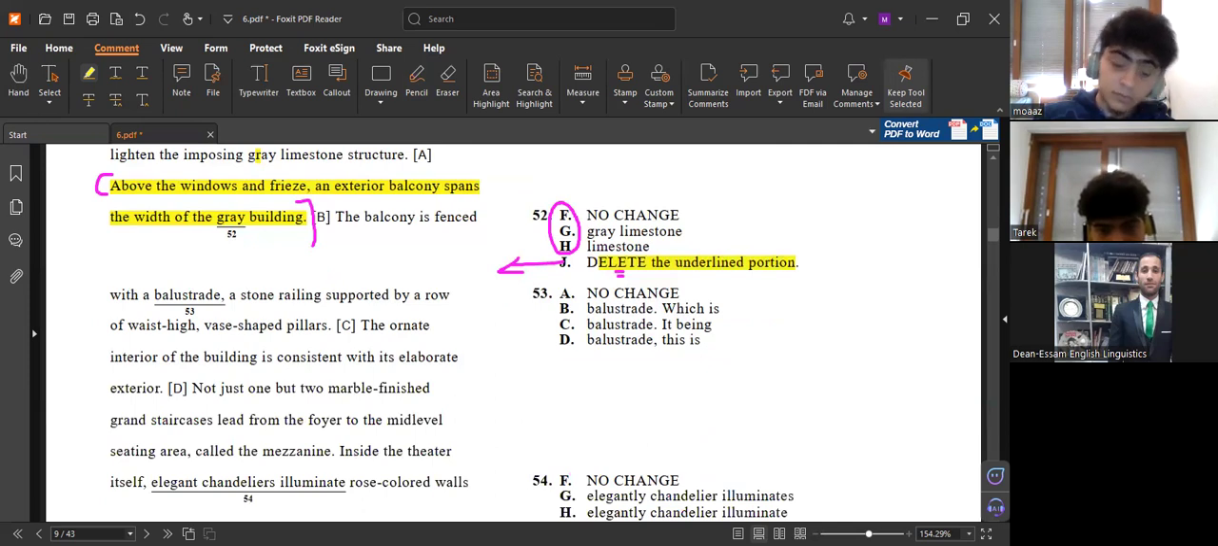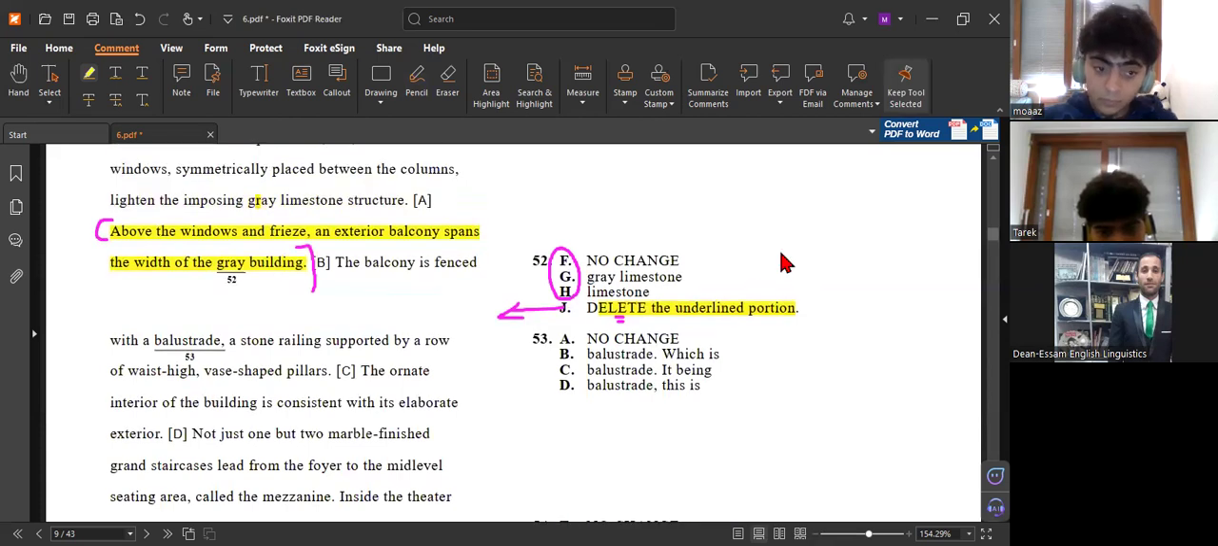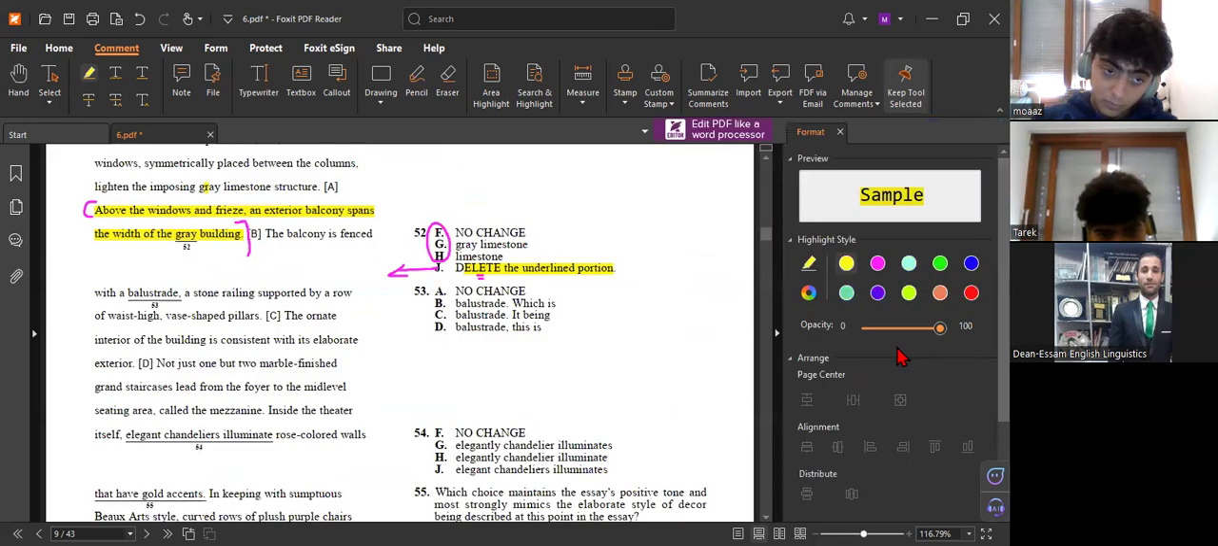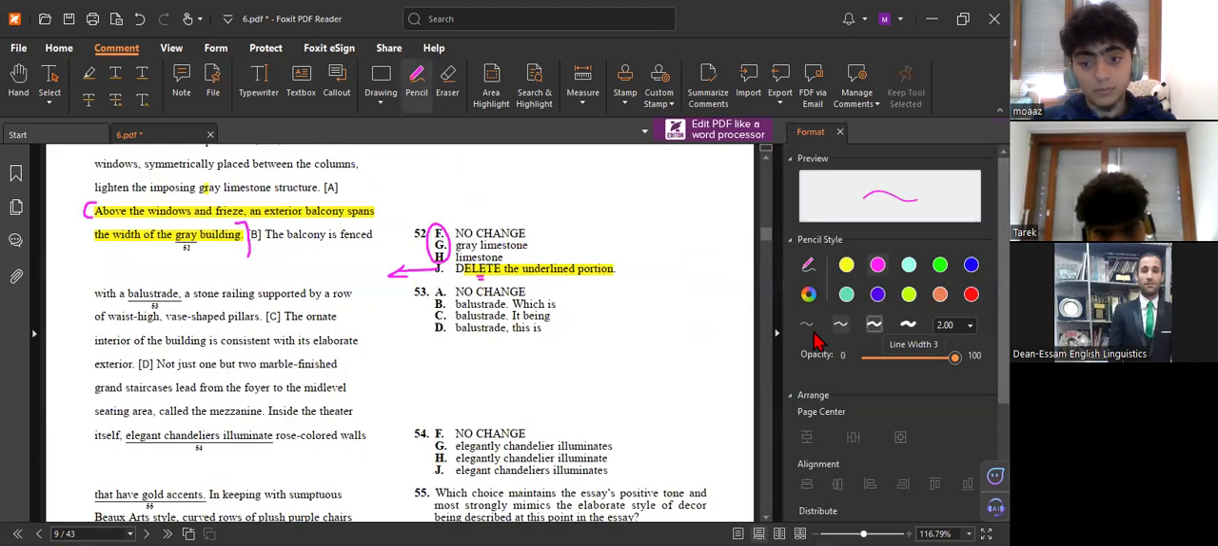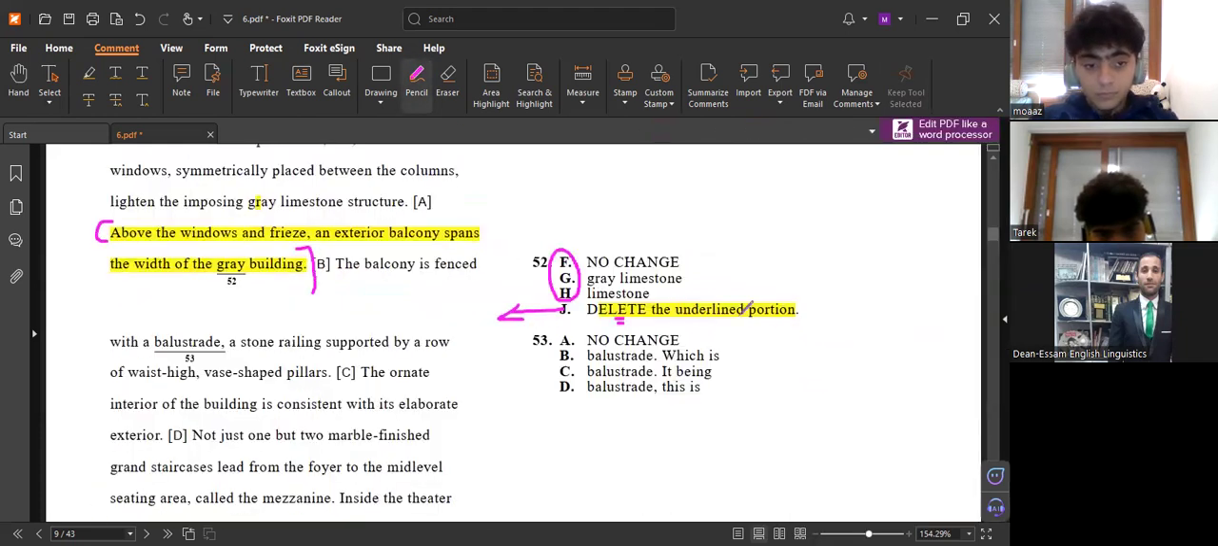53. I put C, 53. All of us will read again. Stone rails, photo. It's either between A and B, maybe. A and B. Yeah. Let's look at the answers.